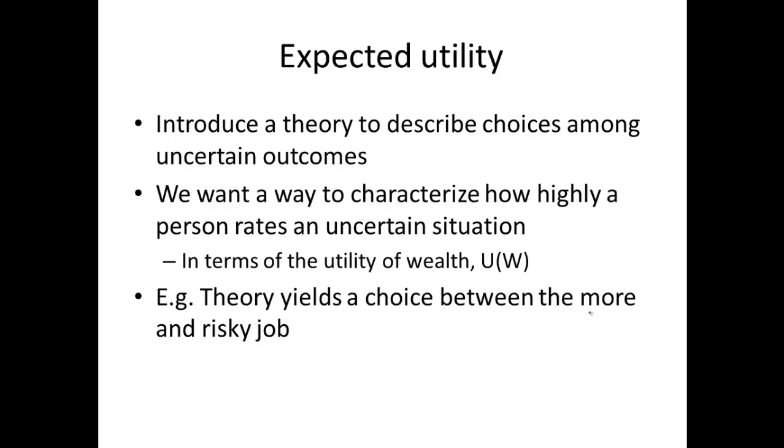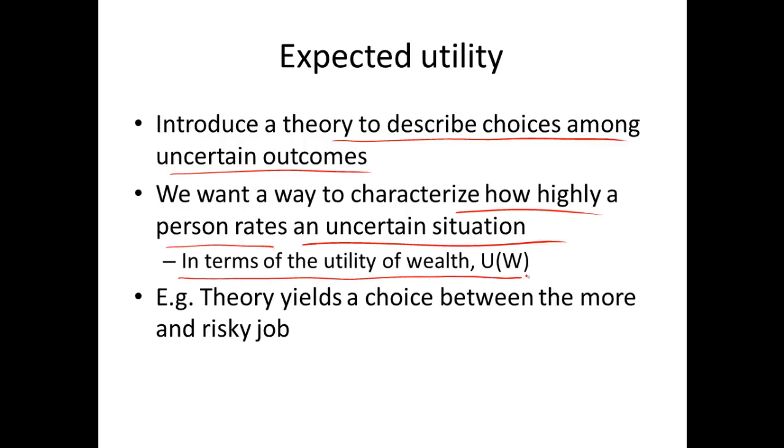So what are we trying to do here? Well, we want to introduce a theory to describe choices among uncertain outcomes. What we want is a way to characterize how highly a person rates an uncertain situation. How much, quote, utility do they attach to this uncertain situation? And we're going to do it all in terms of a new utility function, U of W. W, just think about that as a summary of all of our resources. You could just call it wealth. And so where we're going with this, and I'll talk about this utility function in a second, is a theory that yields a choice, for example, between the more and less risky job, among other things.